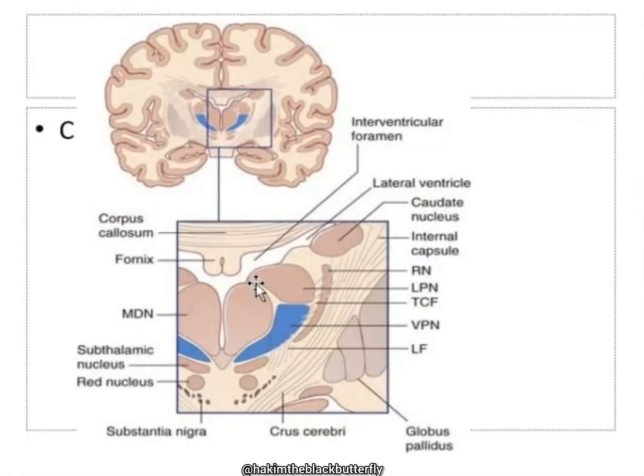Which plane is this? Is it transverse? Is it sagittal? Is it coronal? Because that is the first question we ask before we even talk about the image. Is it transverse, sagittal, or coronal? This image.